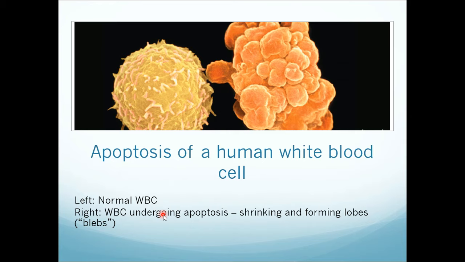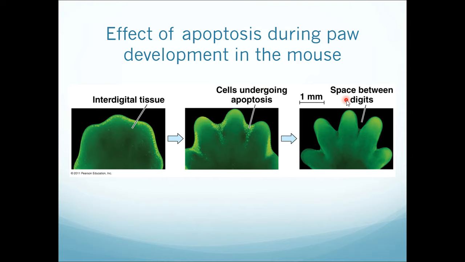On the left here, I have a normal white blood cell. White blood cells are responsible for helping fight infections. And on the right, we have a white blood cell that is now undergoing apoptosis, so it's in the middle of killing itself. You can just tell there's something wrong here. It looks like popcorn almost. It's bubbling up in different areas, and we call those lobes, and it's shrinking in other areas. So it doesn't exactly look fun, but this is a normal part of cells in a multicellular organism.